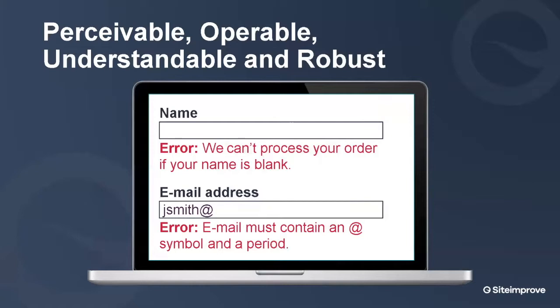And finally, robust. That this code on this form, for example, is written in a way that somebody with different technology, a different screen reader, maybe different software, maybe a different device, that form is going to work well for them, and those error messages are going to be understandable for them in multiple different ways. So that's really, when we talk about the 4 principles of the Web Content Accessibility Guidelines, what we're looking at.